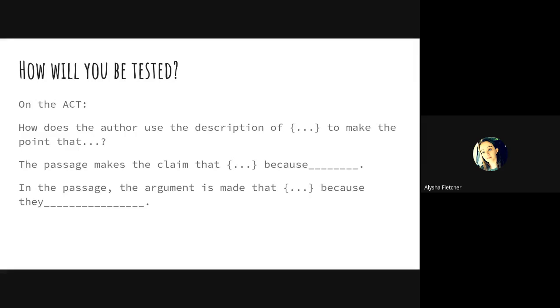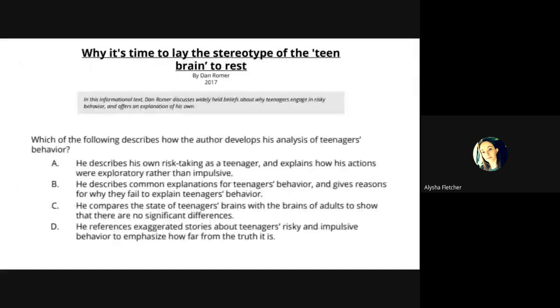Okay, one last example. We don't have the article here because I wasn't going to make you read the whole article on this video, but if you just look at this question, just the question part, not even the answer choices, you can see that it's asking about text structure. Which of the following describes how the author develops his analysis of teenagers' behavior? So that how the author develops his analysis is a big hint that you're looking at the structure. And the answer choices hint to it as well. He describes, he compares. Those are hints to text structure.